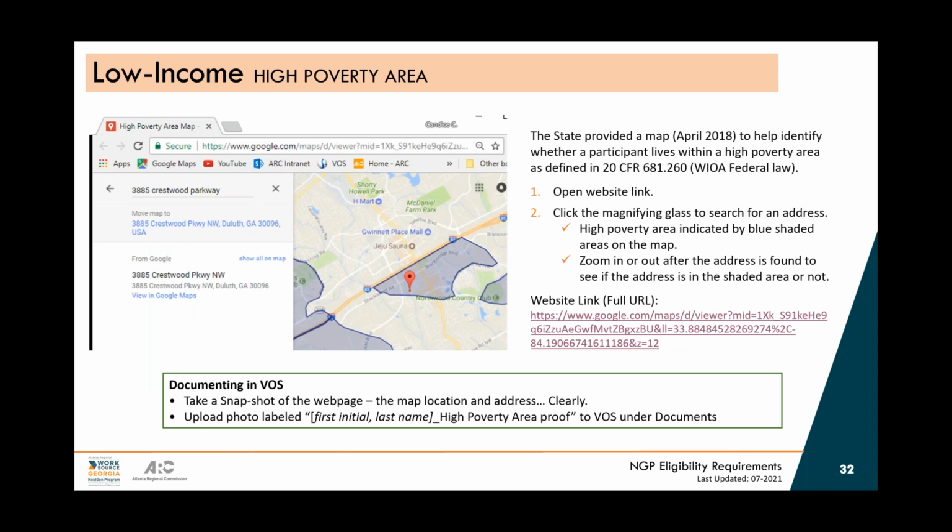So like I said, the first step is to determine if they're in the high poverty area. Why is it the first step? Because it's the easiest way to prove that someone's low income, and you don't have to ask them for any documentation. You don't have to ask them for pay stubs or their tax forms or anything like that. You just have to look up their address in the system.